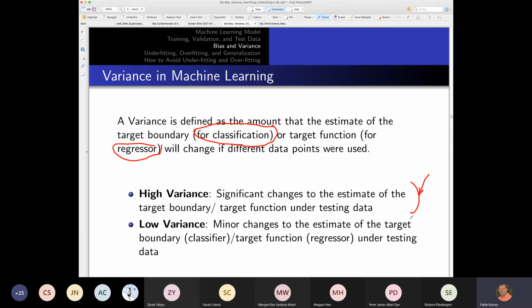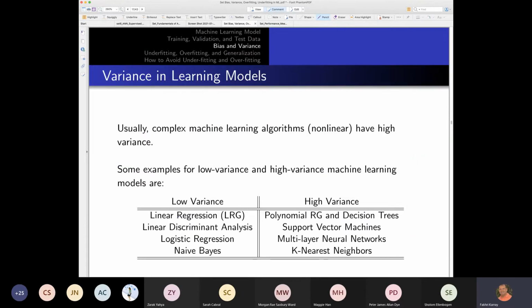High variance is negative, we don't want it. For this system, we would like systems that do not change much when we are building the boundary or the regressor under testing data. So this is what we want to aim for. We want a system with low variance in general. We will get back to the bias. For now, that's what we want to do for the variance component. This is very important to understand because we are going to get back to this representation and description.